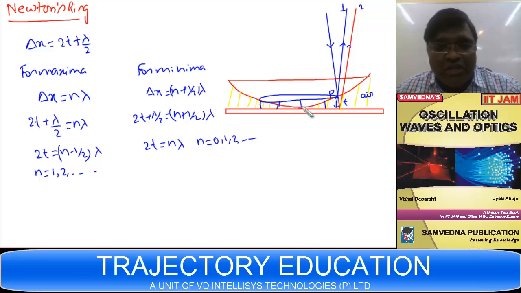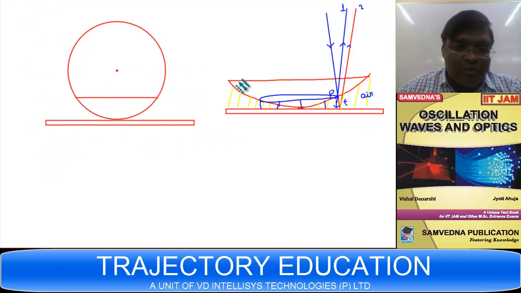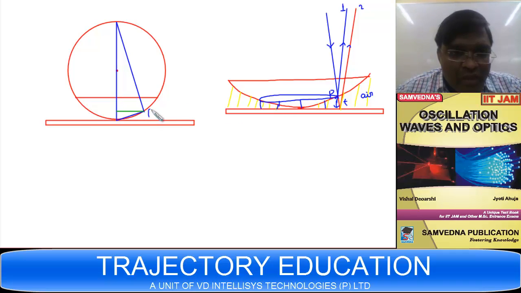For that I have to draw this, I have to produce this curvature and make the whole sphere. Let me draw the figure again. Here I have produced this curvature, I made the whole sphere. This is the glass plate, and say this is point P. Now, if this is point P, rho is going to be the radius of the ring, right?